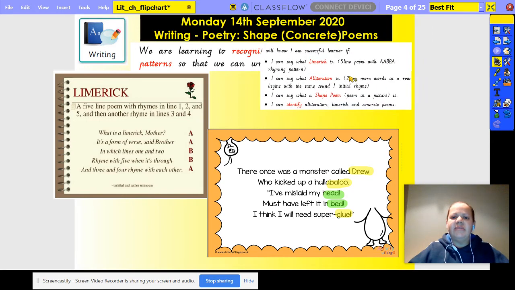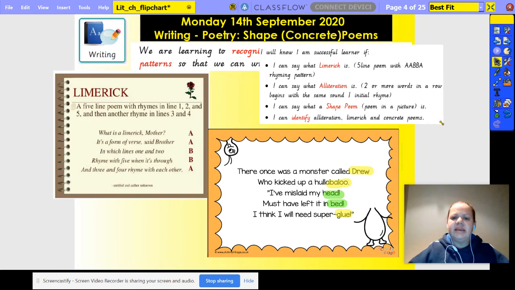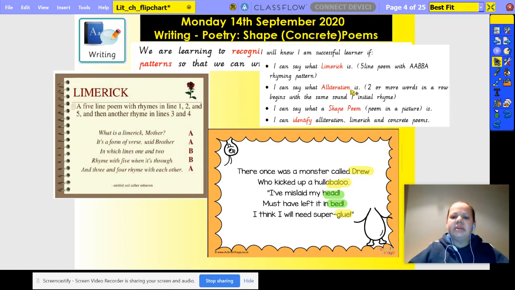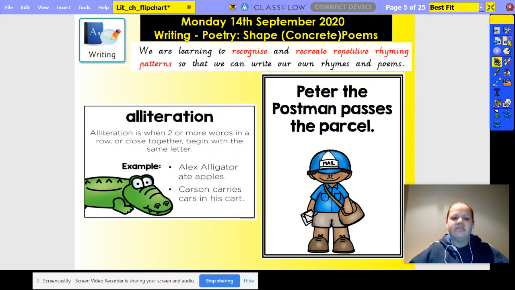Okay, so let's have a look at the next one. What's our next success criteria? I can say what alliteration is. So let's go and have a look and remind ourselves of what alliteration means. Alliteration is when 2 or more words in a row or close together begin with the same letter. I wonder if you remember this example. Alex, alligator, ate apples. All of those words start with A. And then Carson carries cars in his cart. All the words in this sentence start with K.